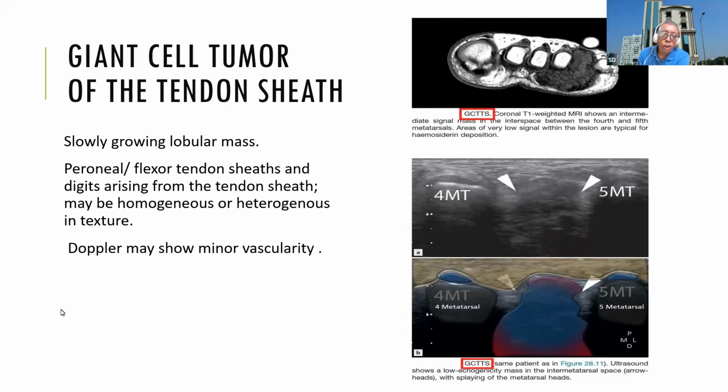And when we examine the patient, there can be a slowly growing lobular mass in the foot region. This slowly growing mass usually arises from the peroneal tendon sheath or flexor tendon sheath, or it can arise from the digits itself. There can be a mixture of homogeneous and heterogeneous areas arising from the tendon sheath and causing problems. If you see the Doppler, it can show increased vascularity within the substance of this tumor.